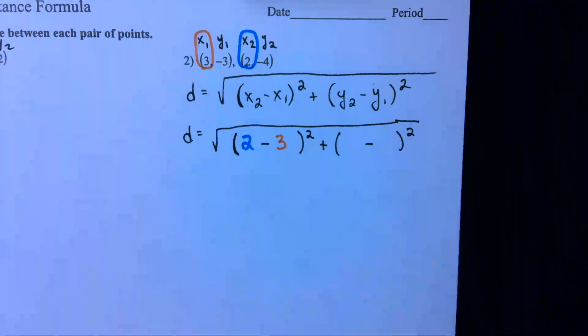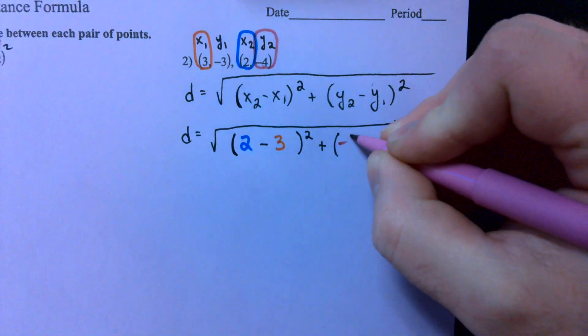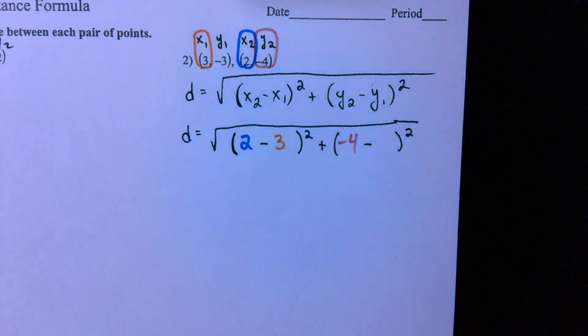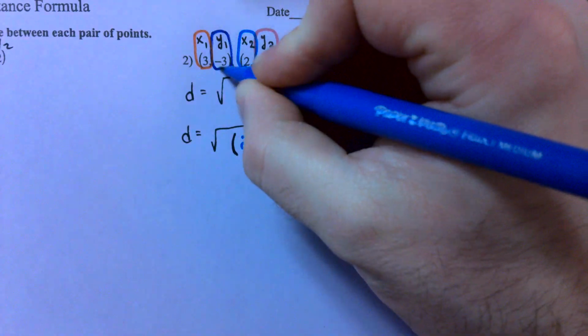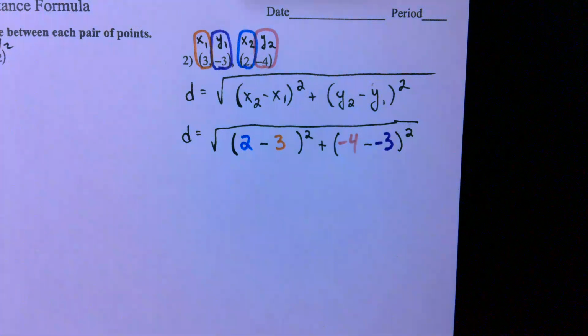What am I going to put in place of the y2 variable? Negative 4. And what am I going to put in place of y1? Negative 3. Oh, we're doing a different problem. We're doing number 2, sir. Yeah.